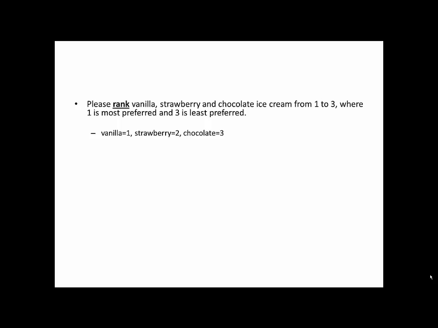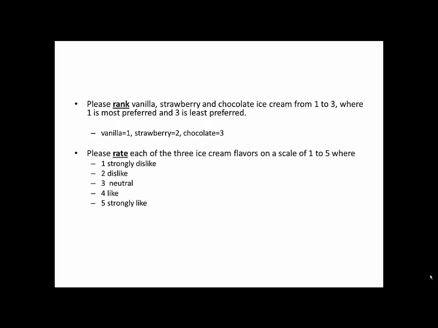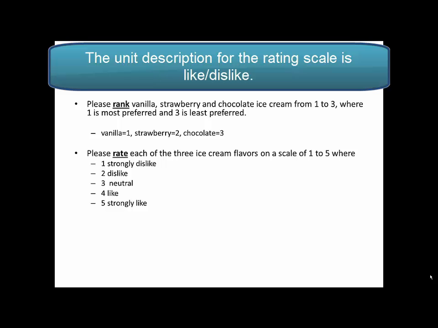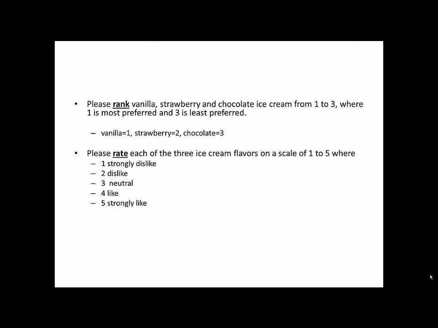So let's look at our next example. Next, I'm asked to rate each of the ice cream flavors on a scale of 1 to 5, where 1 is strongly disliked, 2 is disliked, 3 is neutral, 4 is like, and 5 is strongly like. Now, here we see the difference in the scales. We see that there is a unit difference or a unit description for the rating scale. Whereas for the rankings, we have no indication of the differences between the values. Okay, so that's very important.